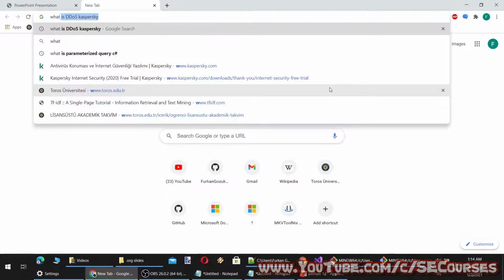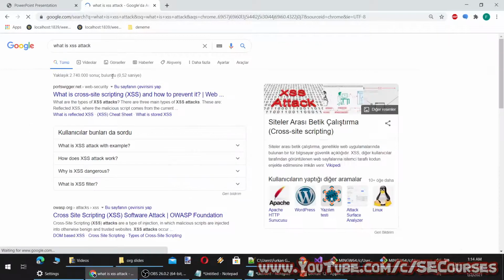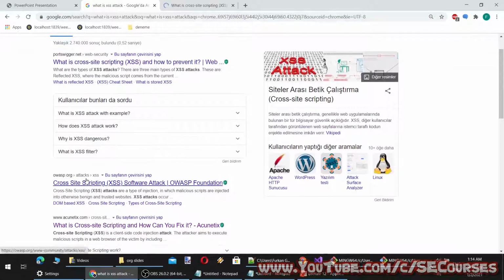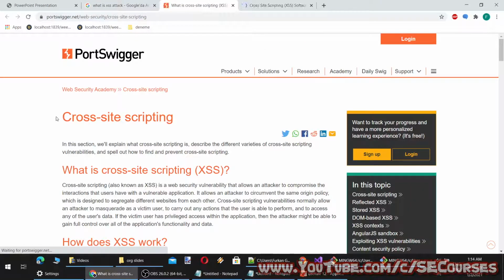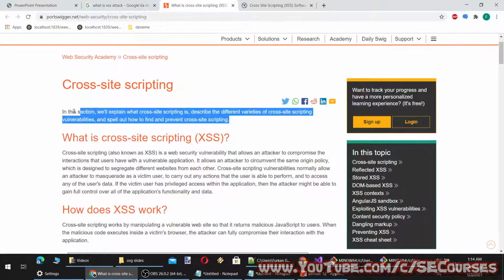About XSS attack, let's get some more information. It is also called cross-site scripting. Cross-site scripting.